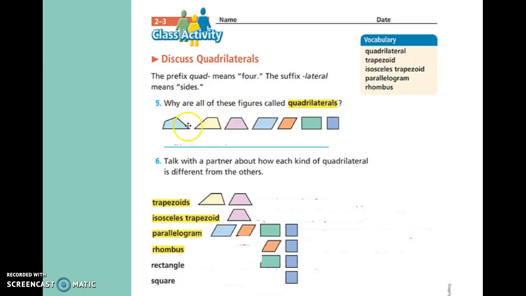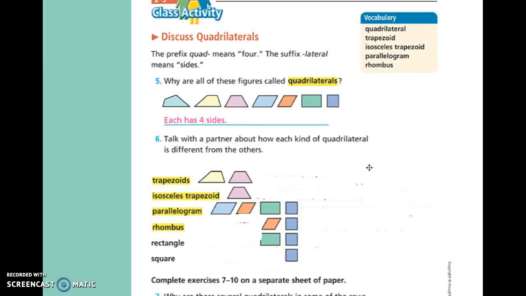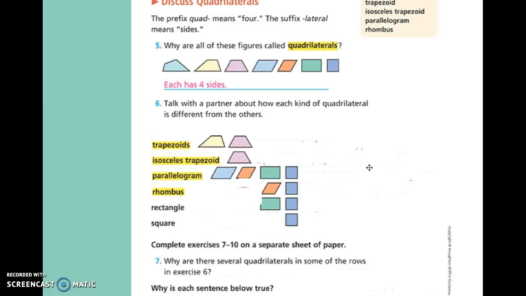Well, if you look at them all, 1, 2, 3, 4, 1, 2, 3, 4, they all have 4 sides and they're all closed, so they are quadrilaterals. Okay? Now, we're going to talk about all of these other types of shapes, and I'm going to give you definitions that explain why they are what they are. So the first one we're going to talk about is trapezoids.